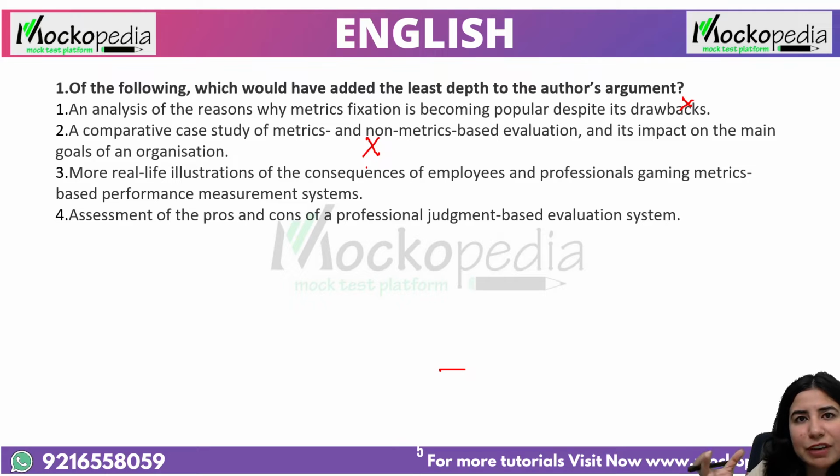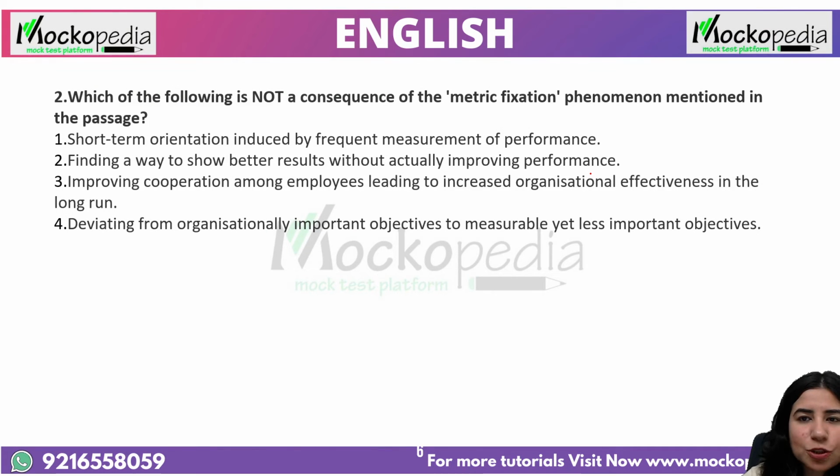We are talking about the advantages and disadvantages of metric fixation, so how illustrations of how they work, this will not contribute. So this is possibly what will not contribute. An assessment of the pros and cons of a professional judgment based evaluation system, so pros and cons will definitely contribute, so even this can go out. So the correct answer would be C in this case, right? So let's move to the next question.